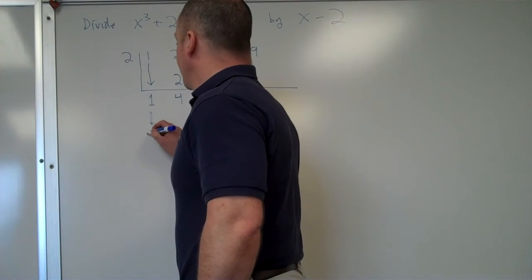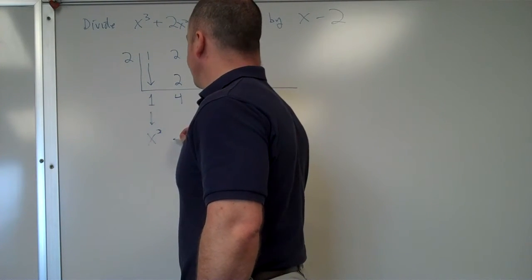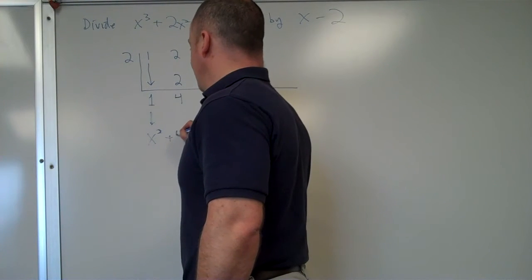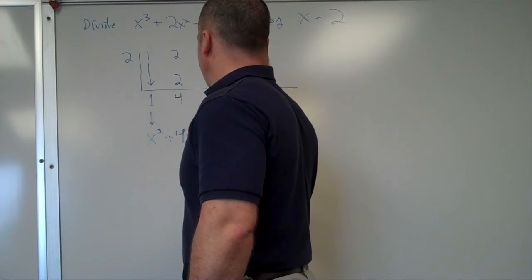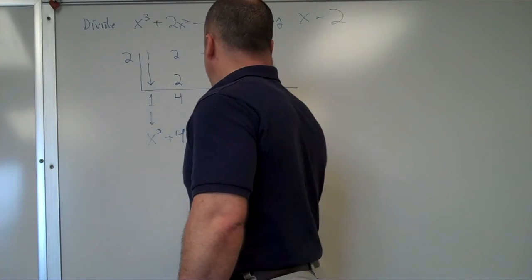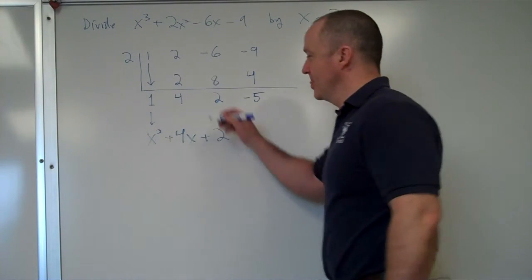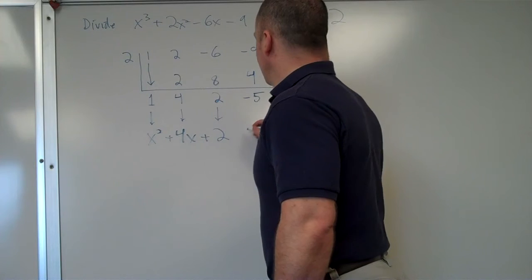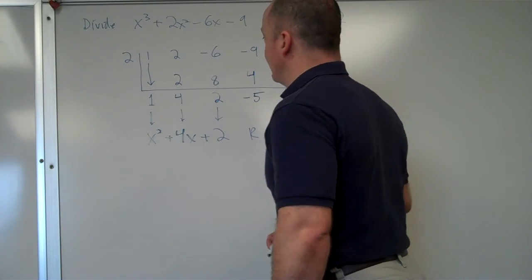Oh, okay, so it's 1x squared. And then what do you think this will be? 4x, right? Plus 2. And what do you think the -5 will be? Oh, the remainder. The remainder is -5.